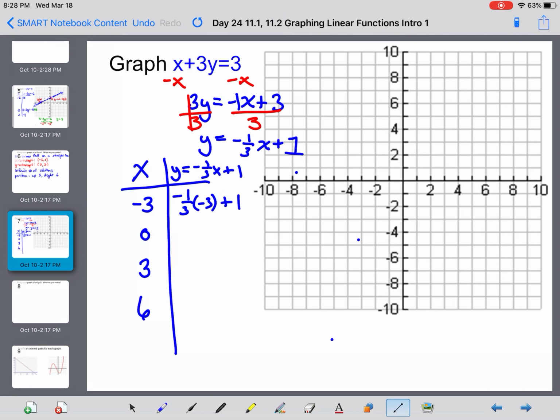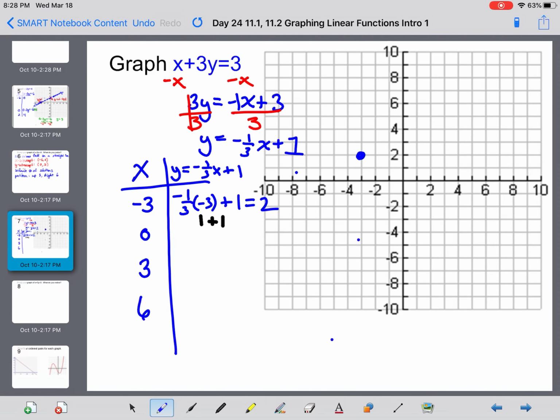-1/3 times -3, that's going to give me a +1, and 1 plus 1 is going to give me 2. I have no idea how I just changed my color there. So I'm going to end up with the point (-3, 2). Might as well go ahead and plot that.